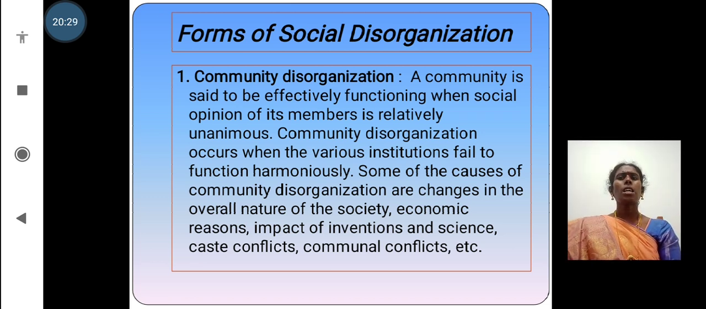Some of the causes of community disorganization are changes in the overall nature of the society, economic reasons, impact of inventions and science, caste conflicts, communal conflicts, etc. These are the causes of community disorganization.